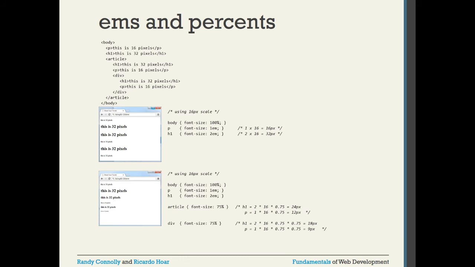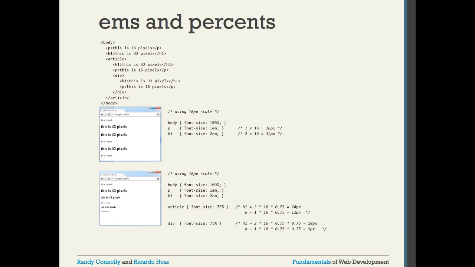Got it? Suppose that after that you have an article, and suppose your article font size is 75%. So under the article, h1 and p are there. So h1 equals 2 into 16, because the 2 em we already calculated in the first one. So 2 into 16 into 0.75, which is 24 pixels. Like that, p is 1 into 16 into 0.75. The 1 is again the first one, under the body, whatever your first paragraph was.